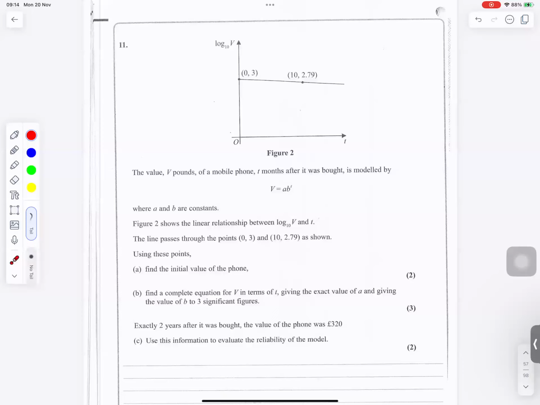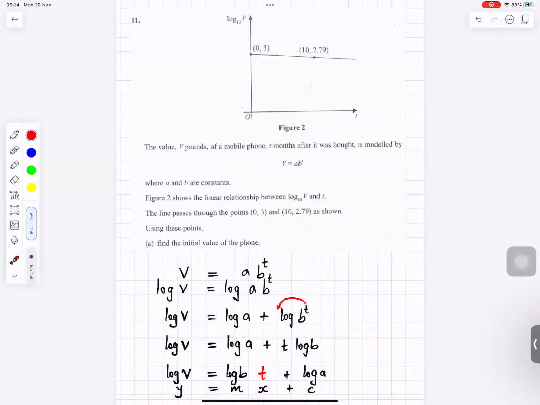Question number 11. They've given you the equation V equals A times B to the power T. To change it to log and to linear form, we have to put log in front of the V and log in front of the A B to the T. But what do we do when you have two things that you multiply? With one of the laws of log, you separate them by adding. And what do you do when you have something to the power? You bring it to the front. So we have log V equals log A plus T log B.